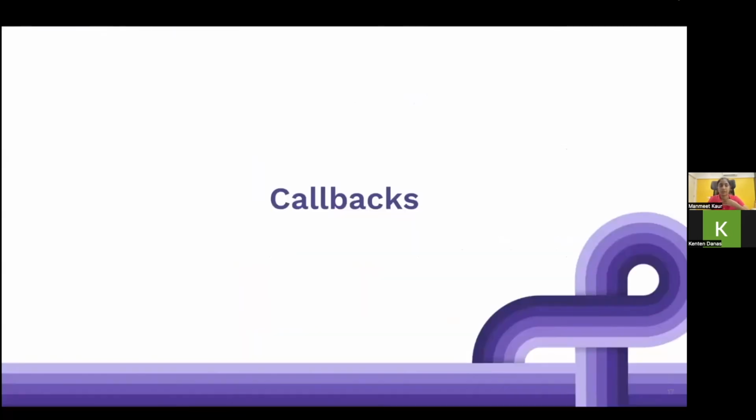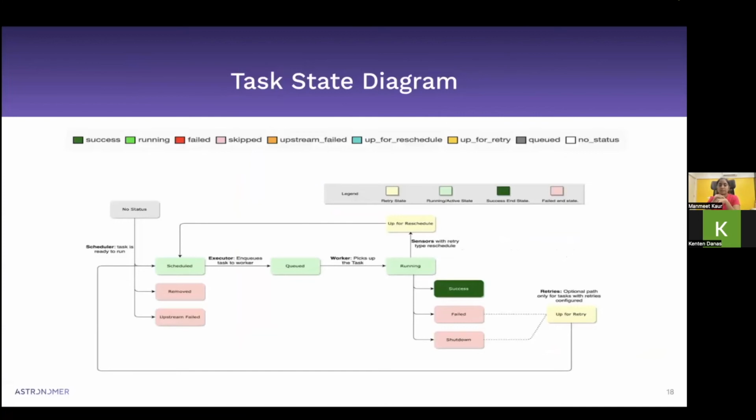Right. Then callbacks. So before we talk about callbacks, let's look at this task state diagram. So we all know how the tasks in Airflow transition from no status to a scheduled status, then queued, running, then it could be success, a failure, or maybe up for retry, right? So we just saw another DAG in which everything was green because that was already successful.